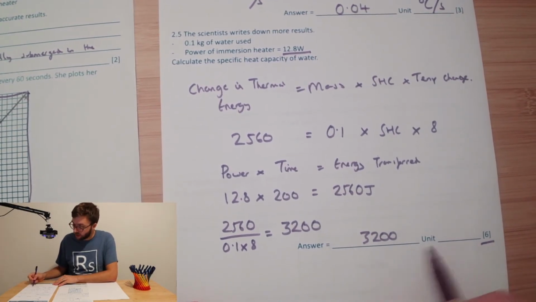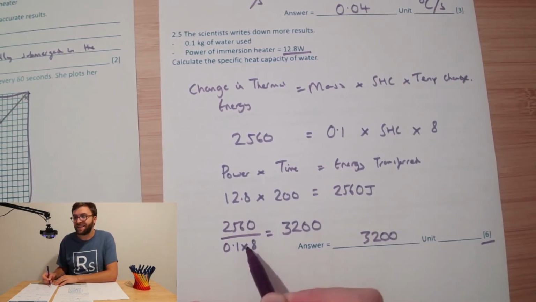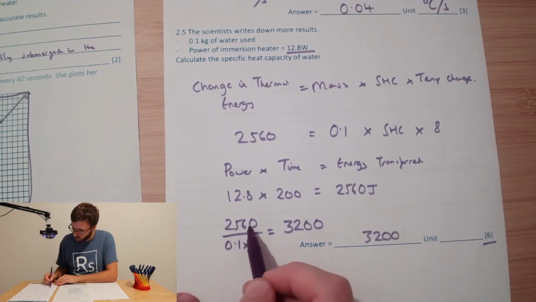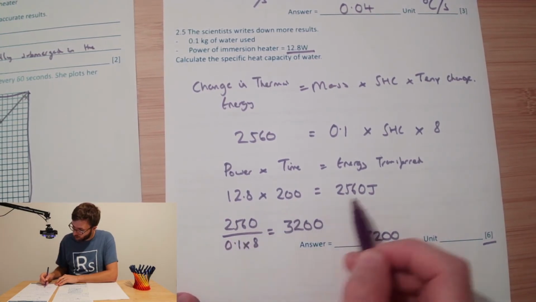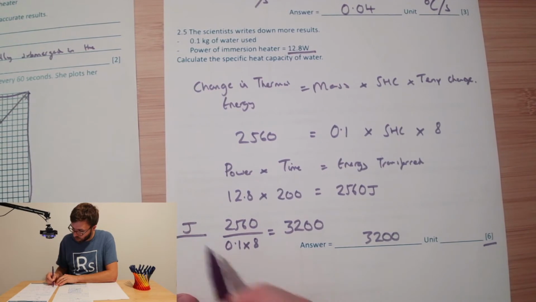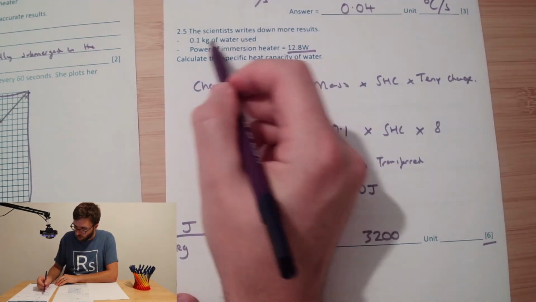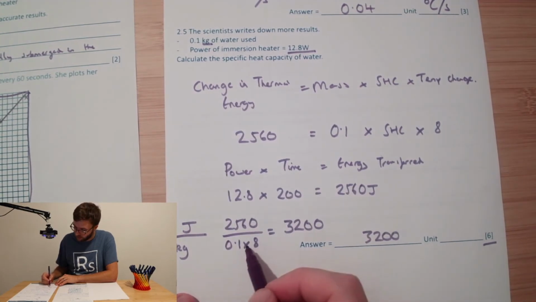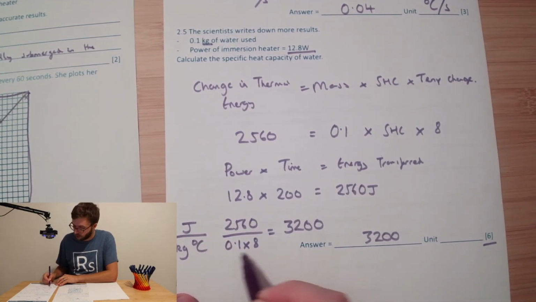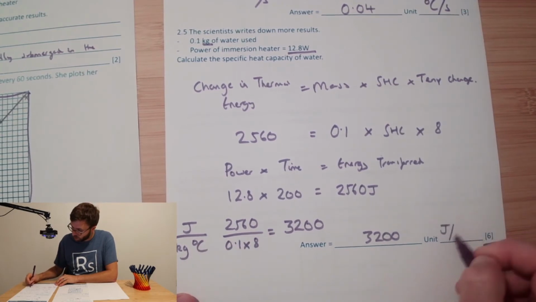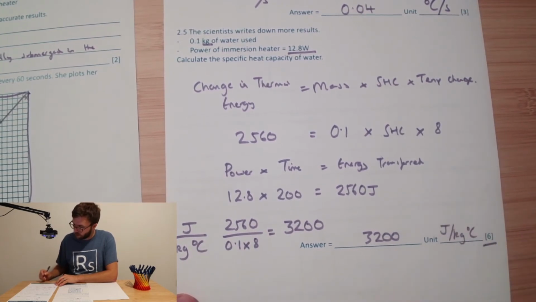Now I need the units, and again, the units are hidden in the workings. So 2,560 was my energy transfer, that was in joules, and I was dividing it by 0.1, which was kilograms, my mass, multiplied by my degrees Celsius, my temperature, and there's my units, joules per kilogram degrees Celsius.